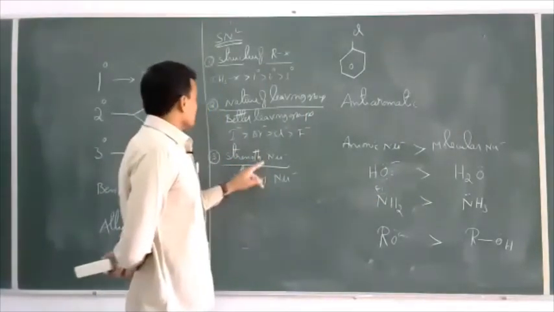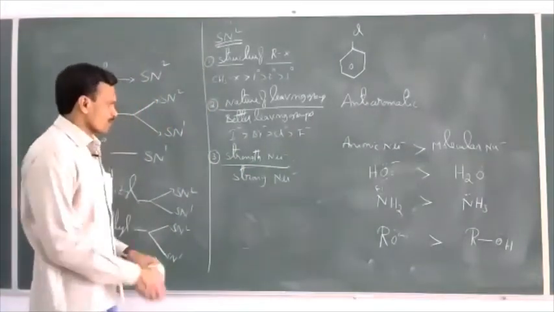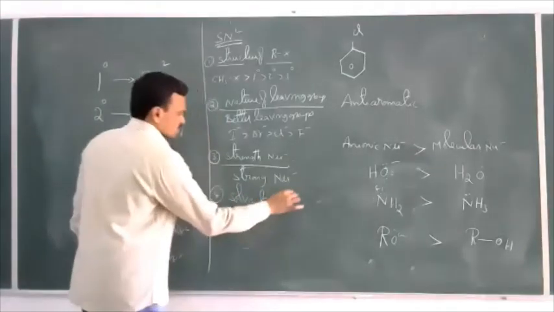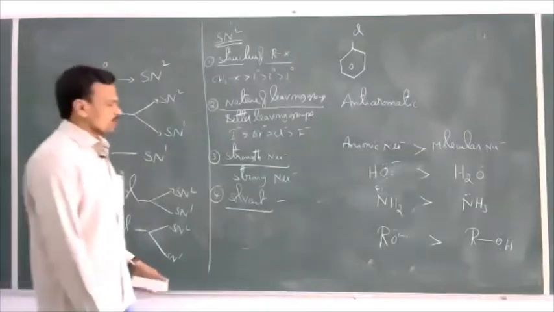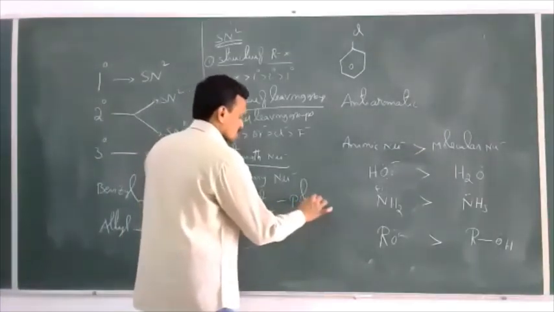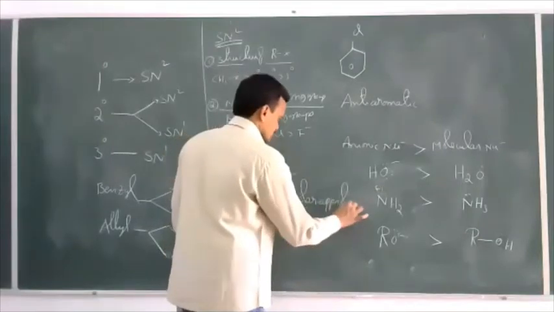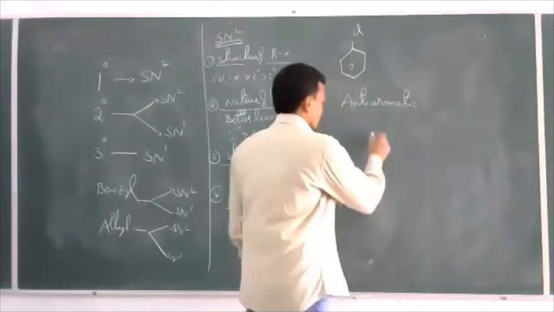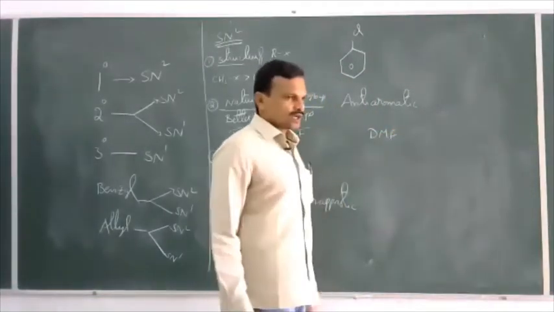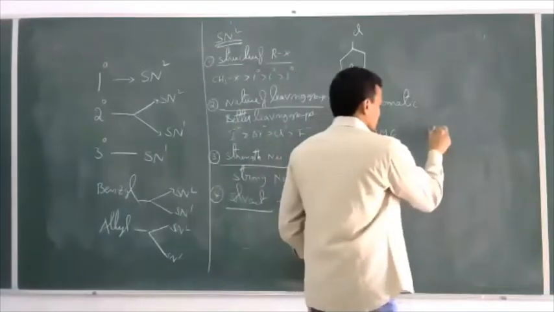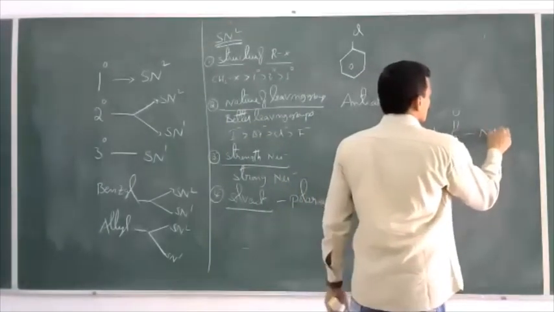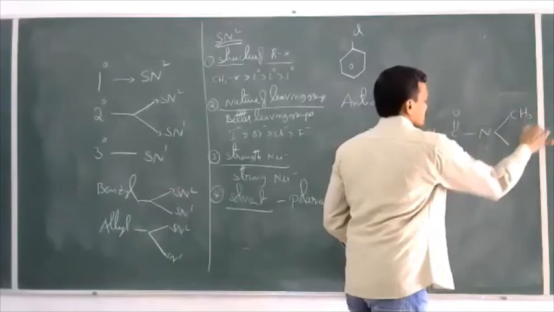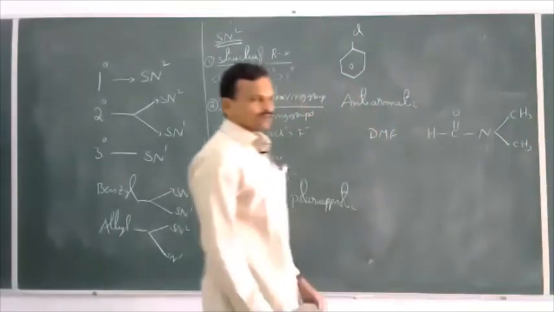In the presence of strong nucleophiles, SN2 reaction takes place. Next, solvent effect. For an SN2 reaction to take place, we require polar aprotic solvents. What are polar aprotic solvents? Let us see now. Like DMF, which is called dimethylformamide, HCONH2 is formamide, with 2 hydrogens replaced by 2 methyl groups. This is dimethylformamide.